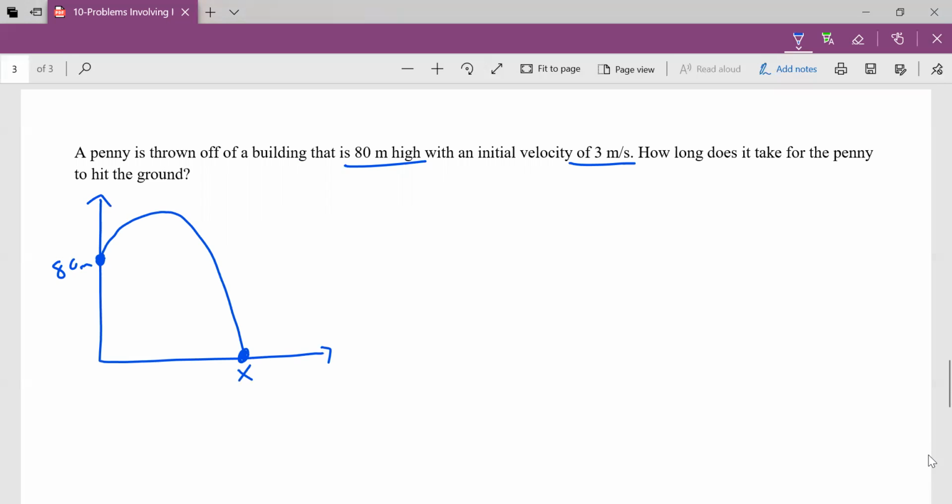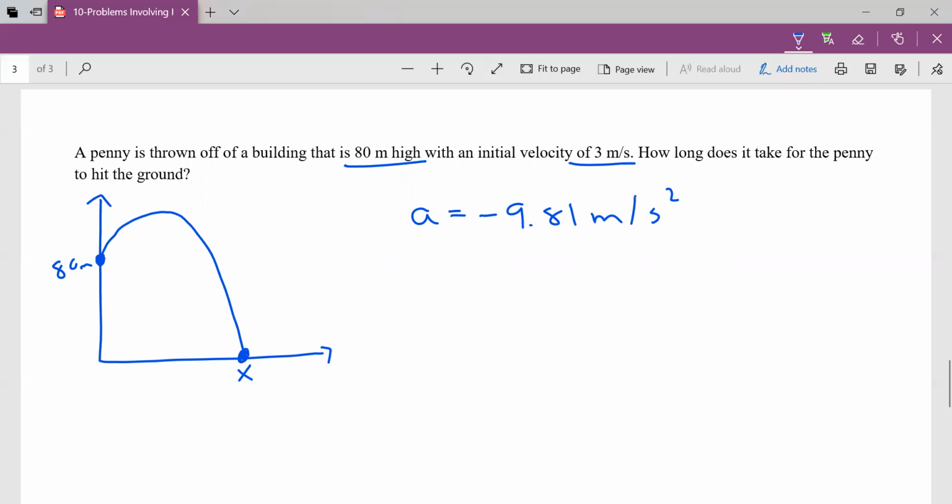Okay, so how are we going to start this then? Well, I'm going to say, geez, there's not a lot of given information, or at least it doesn't feel like there's a lot of given information. But I do know something important. I know acceleration due to gravity is negative 9.81 meters per second squared, right? So that's a fact I want to know.